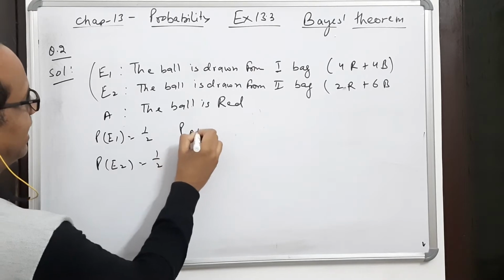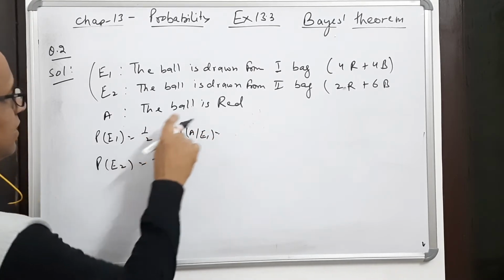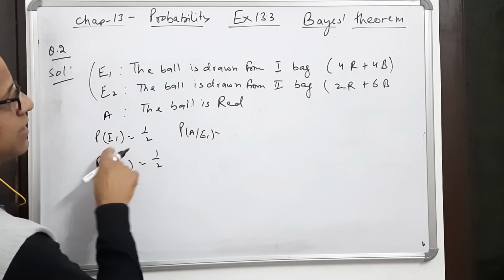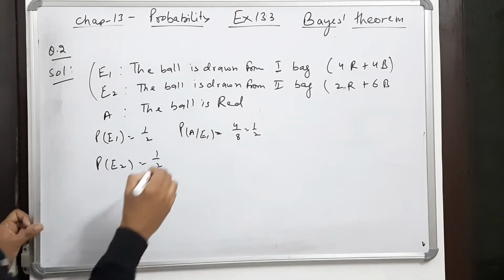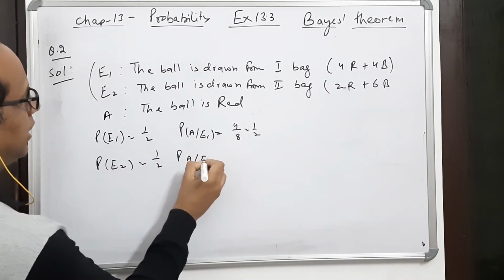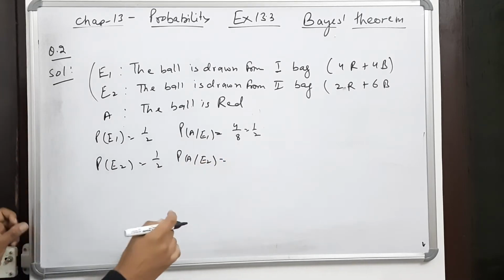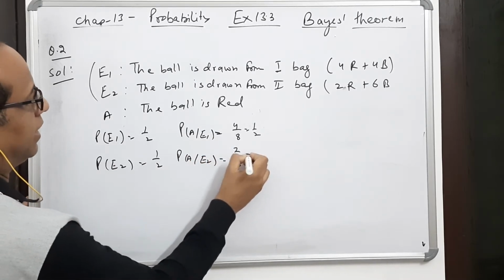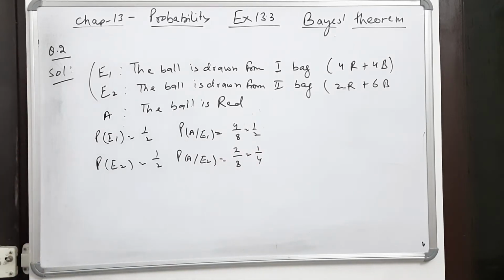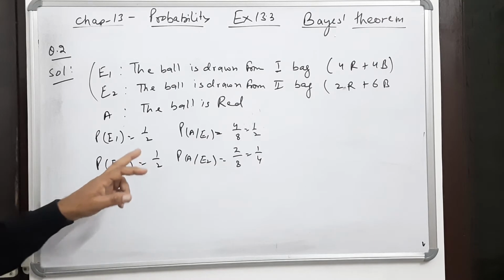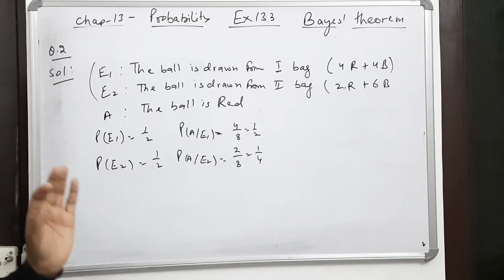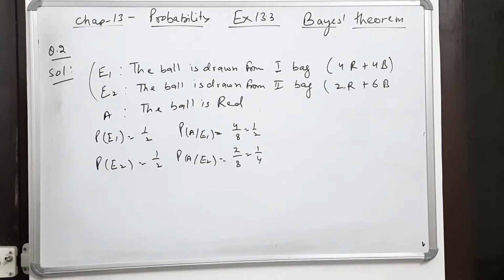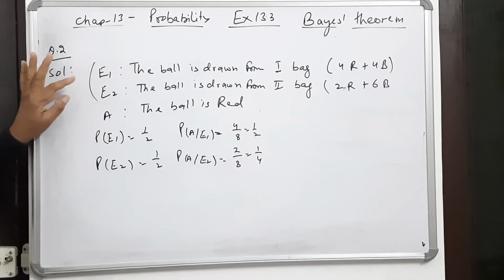Now P(A given E1). P(A given E1) means the red ball when the first bag is selected. So the answer will be 4 by 8, or 1 by 2. And P(A given E2): when the second bag is selected, what will be the probability of a red ball? That is 2 by 8, it is 1 by 4. This means the probability is more in the case of the first bag. Now, it is known that the ball which was drawn is red. We have to find out that this particular ball is drawn from the first bag.